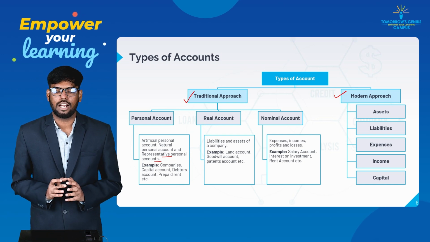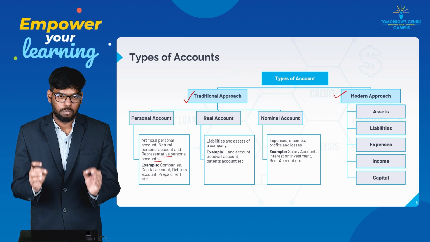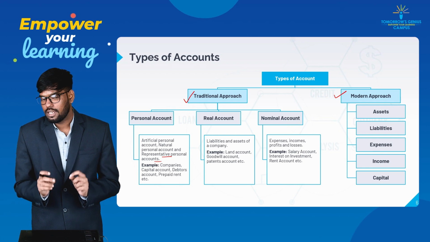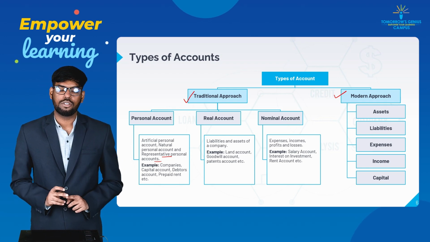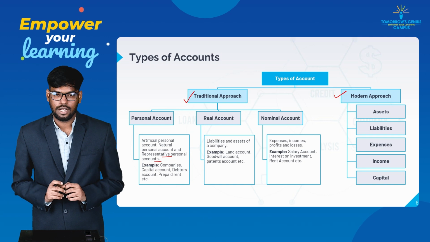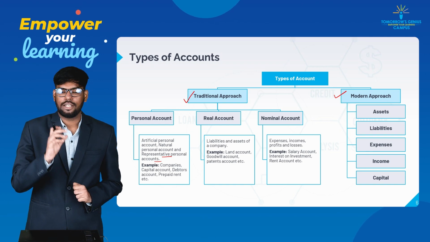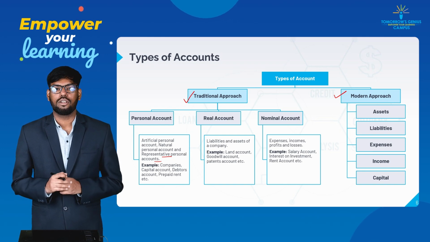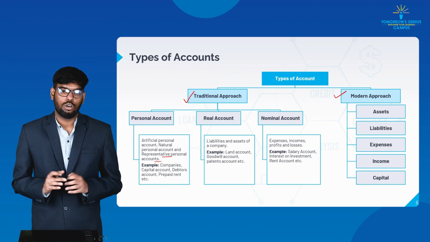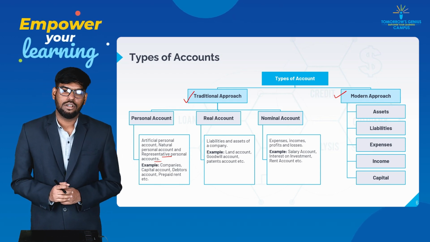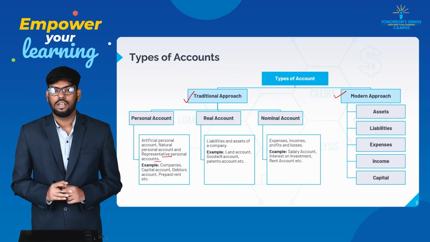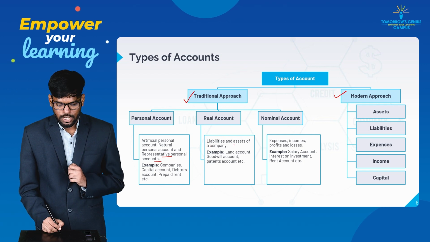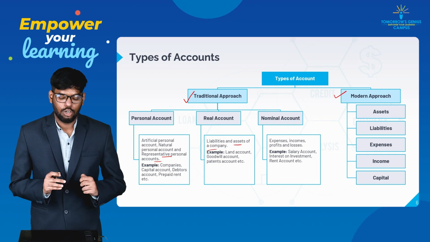So the next category is a real account. What is a real account? Any asset or any property of your business falls under the category of real account. For example, you have cash at your business, you have furniture, machines, an AC, a television. Whatever you have in your organization, that property of your business is nothing but a real account. So the liabilities and assets of the company fall under the category of real account.